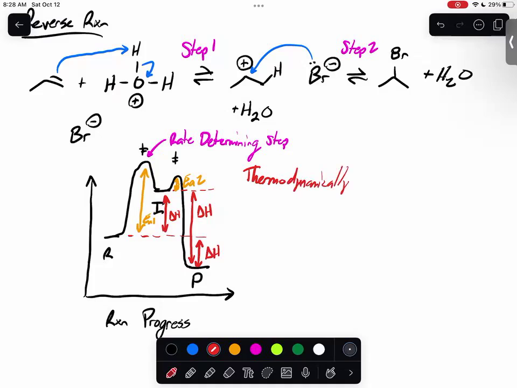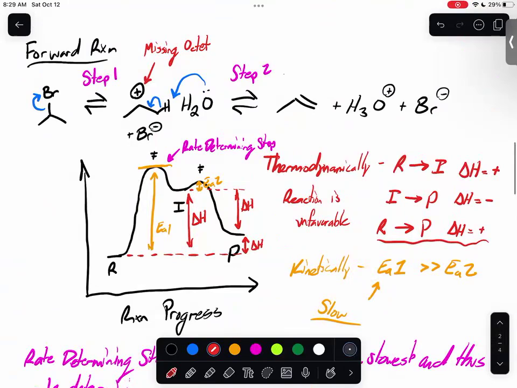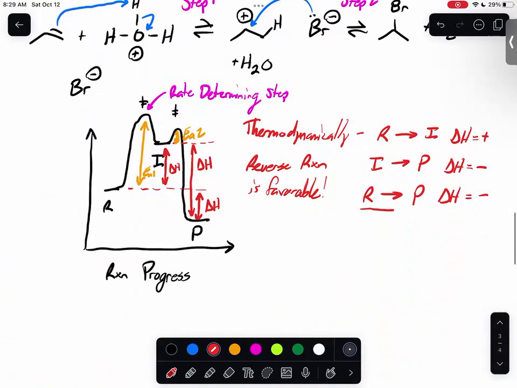So thermodynamically, very simply, the reactant to intermediate, that delta H is still positive, right? But then our intermediate to product, that delta H is still negative. But now our overall reactant to product, delta H, is negative. So the reverse reaction is favorable, right? Because remember in our forward reaction, the reactant to product is a positive delta H. That was the one that is the opposite sign between the two.